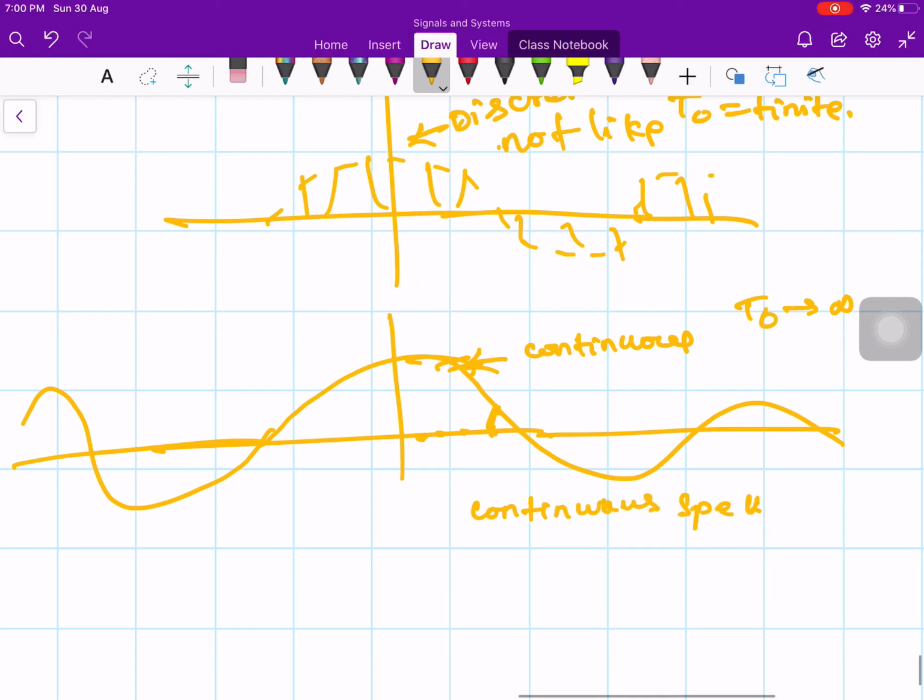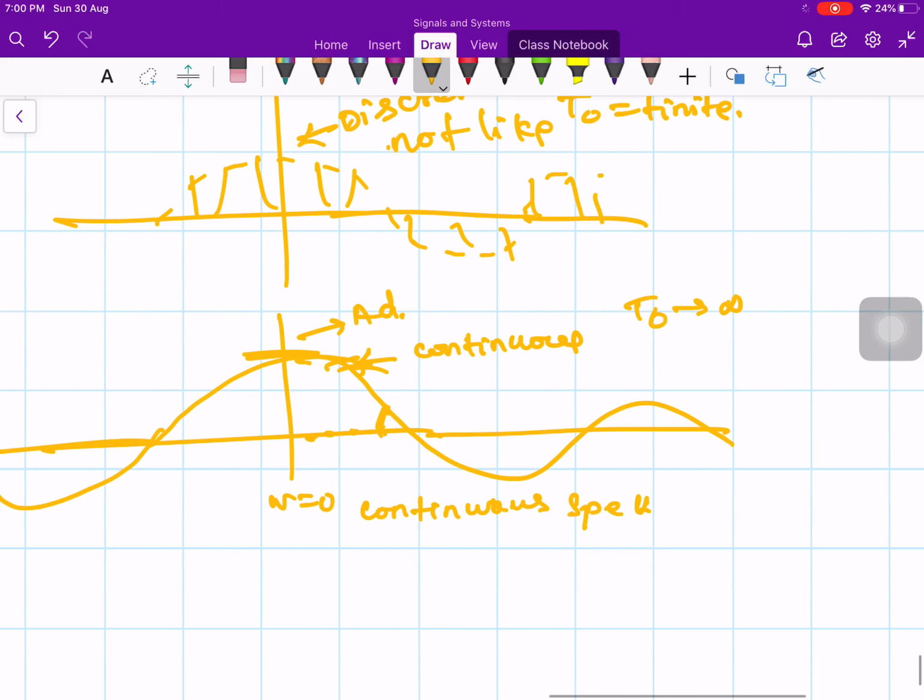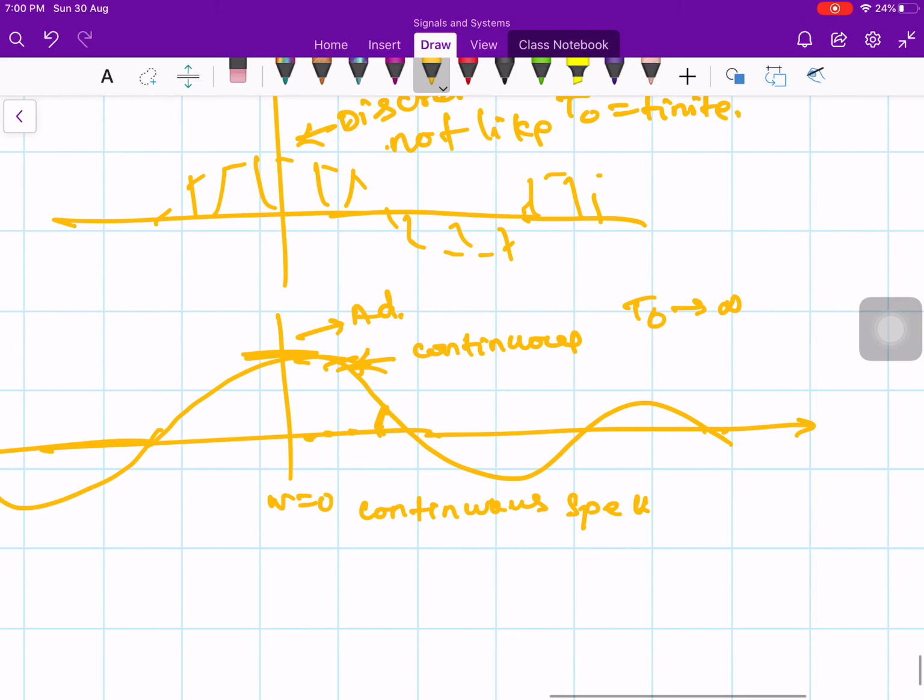And what is the DC value? Here the center point omega is equal to 0. Therefore the DC value is AD. And the x-axis in terms of omega naught: previously it was n times omega naught here. Now this becomes in terms of continuous variable omega.